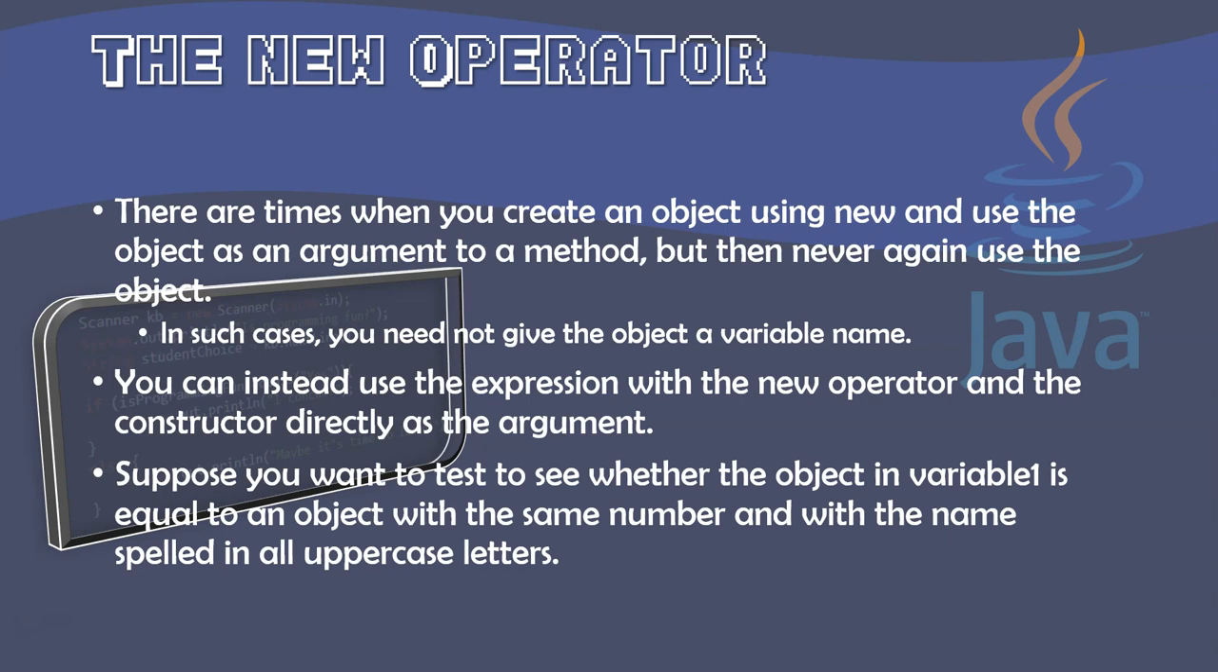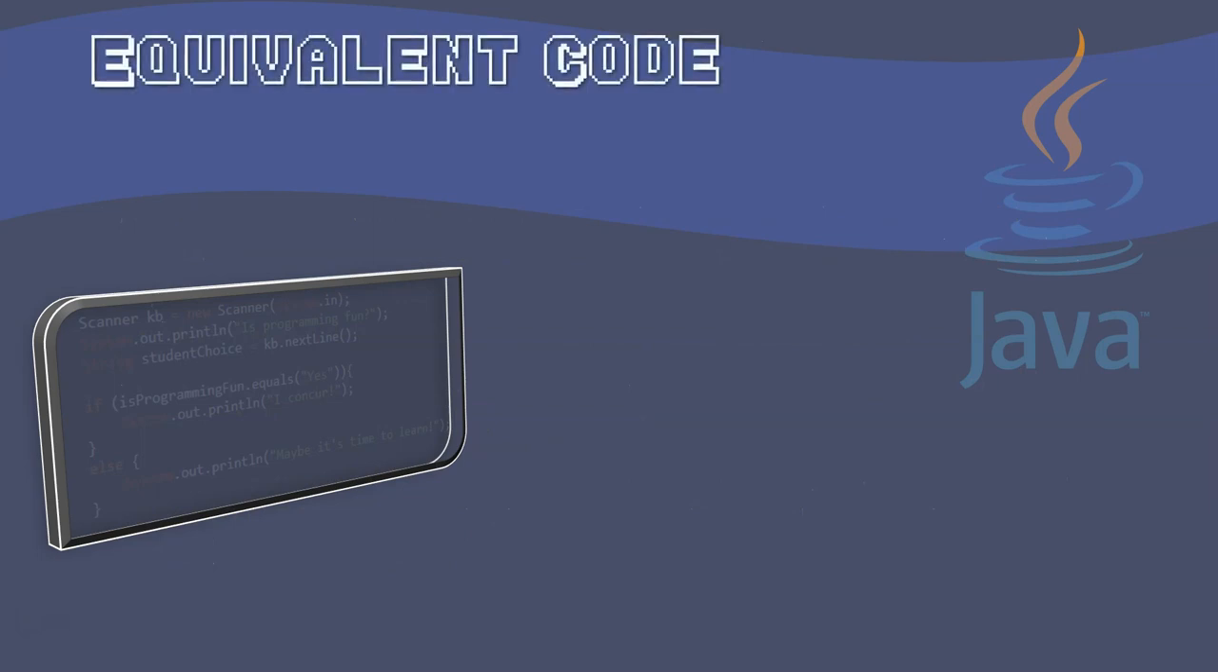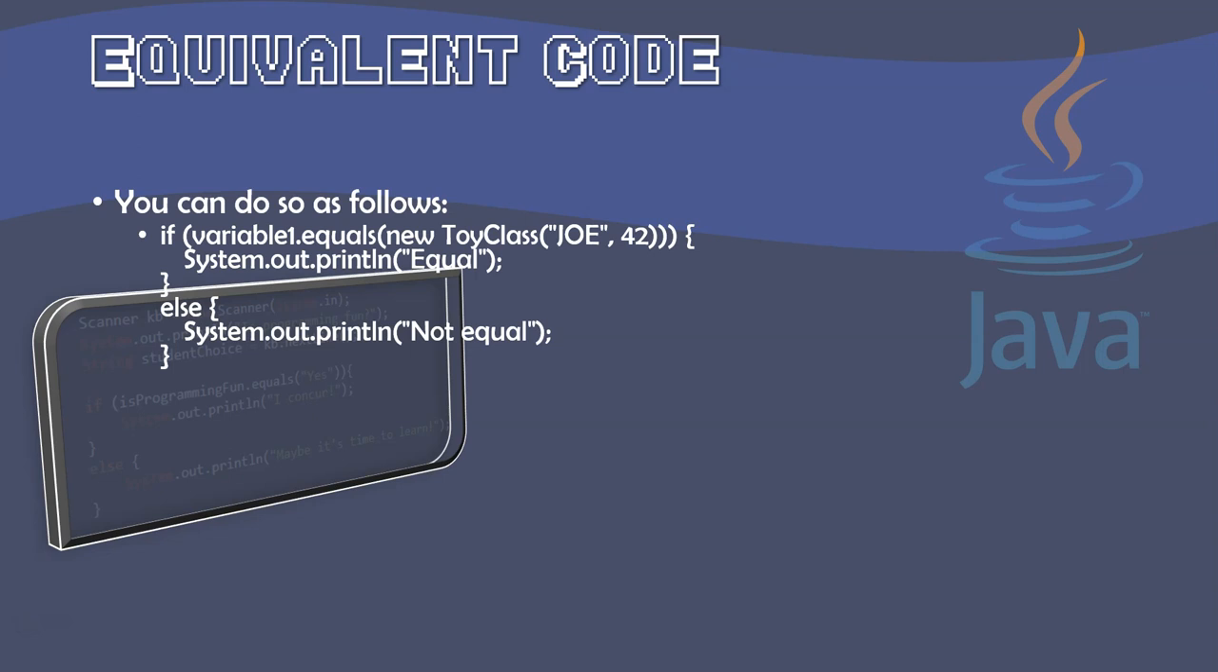So let's learn this as a scenario. Suppose you want to test to see whether the object in variable1 is equal to an object with the same number and with the same name, all spelled in uppercase. Let's look at this with two cases of equivalent code. Our first case is as follows. If variable1.equals(new ToyClass("Joe", 42)), System.out.println("equal"), else System.out.println("not equal").